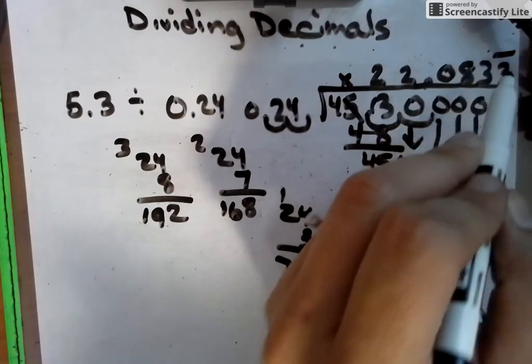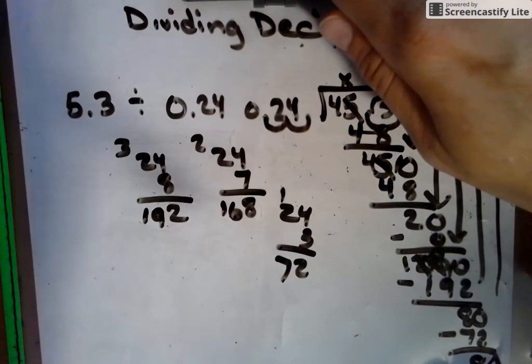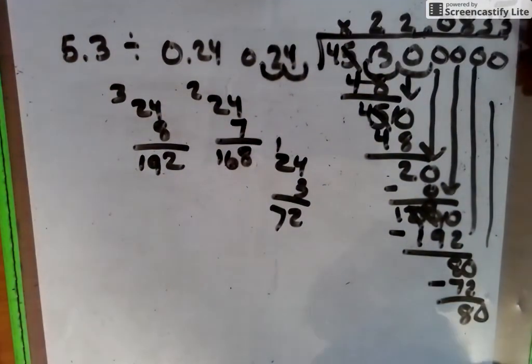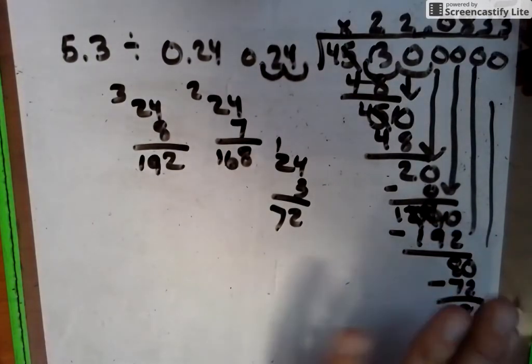And 24 goes into that 3 times. And if you don't know what 24 times 3 is, we do it on the side. And if you notice, we're going to get another 8. And if I bring down another 0, I'm going to get another 80. I'm going to get that again. So I'm going to keep getting this 3 over and over and over again.